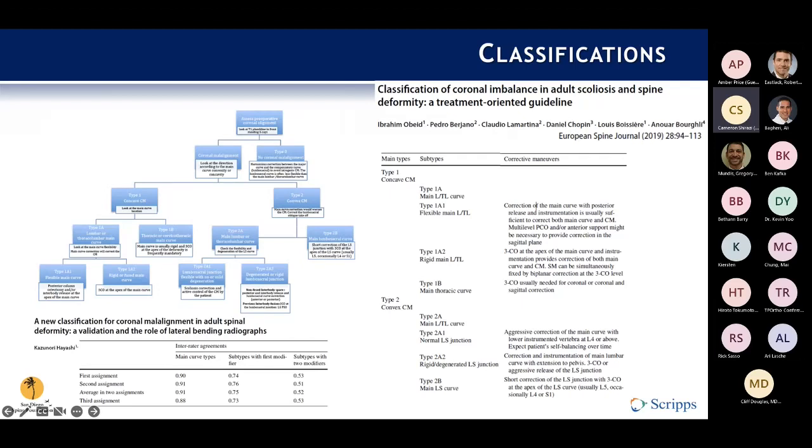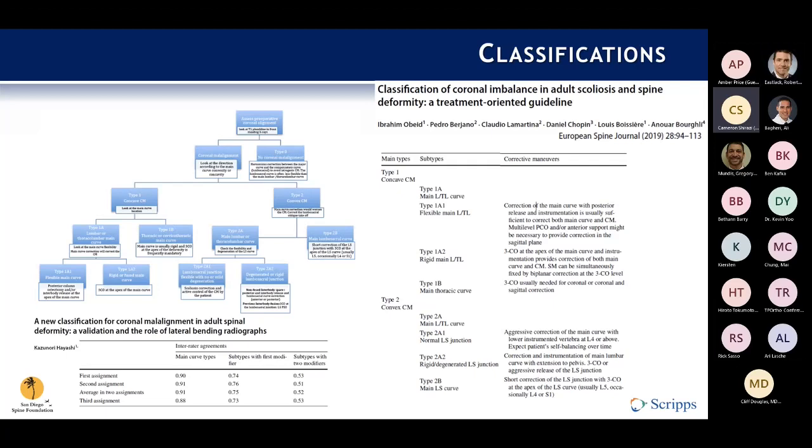So one more looking at coronal imbalance is Obeid. Bao only looked at degenerative lumbar scoliosis, but Obeid tries to include the deformity going up into the thoracic spine as well from a coronal alignment standpoint. Here he has 2 main curves similar to Bao, and the first part looks at whether you are on the convex or concave side of the deformity. Type 0 is no alignment, type 1 is concave, and type 2 is convex.